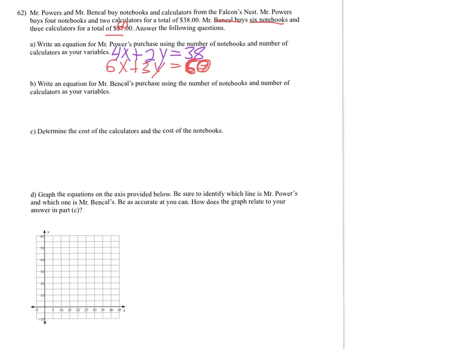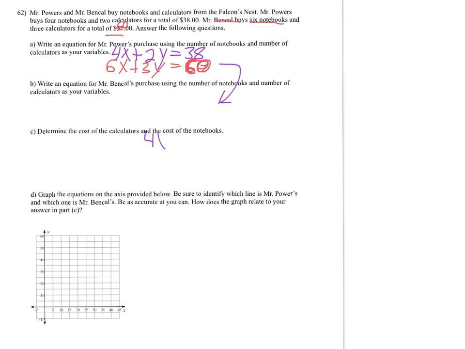Okay. You don't need to worry about why I'm doing that, but this doesn't come out so nicely if you don't do that. Write an equation for Mr. Bankell's purchase. Oh, we already did that. Determine the cost of the calculators and the cost of the notebooks. I've got to solve this system of equations. This is still going to be awful, but that's okay.